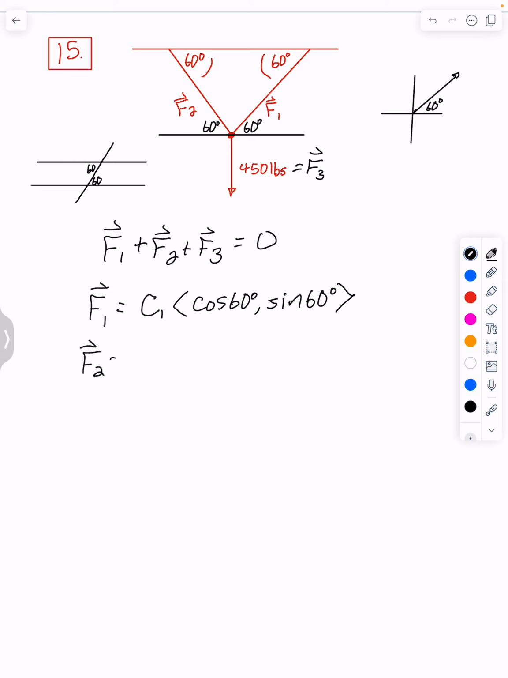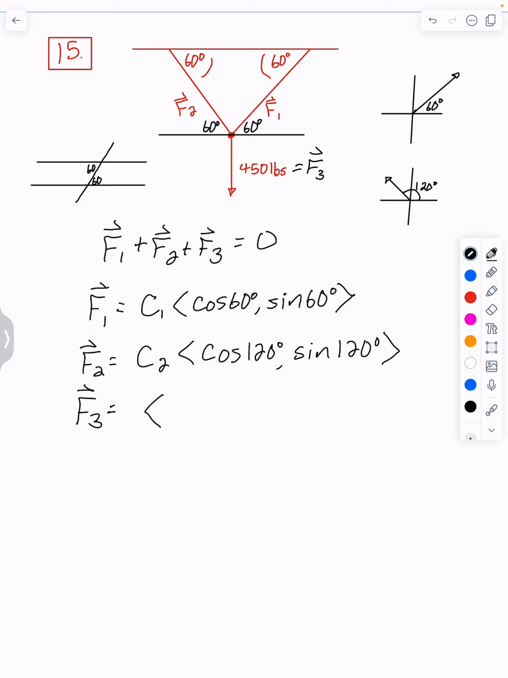Now F2 is a little different. This is why I always draw it in standard position. F2 looks like this. So I'm going to use this angle instead of 60. If that little angle is 60, this is 120, right? Because it's got to be 180. So this one will be C2 times cosine of 120, comma, sine of 120. And then F3, we just use our eyes for that. That one already has the magnitude and it's going straight down, so it's 0, negative 450.